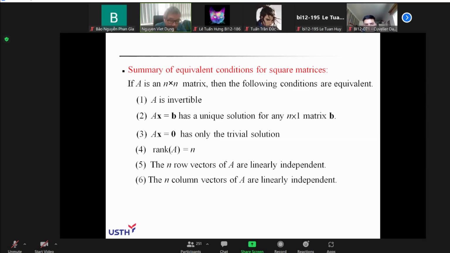And last week, one of our students helped me add one more thing, number 7, that is, A has a non-zero determinant. So that is all that we studied last week. And we continue lecture number 4 from here.